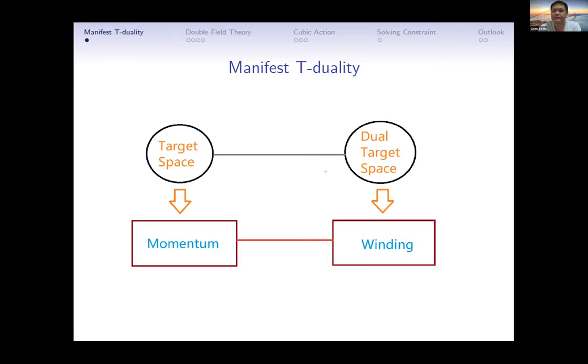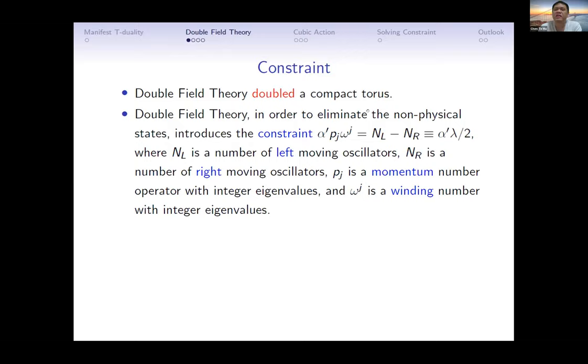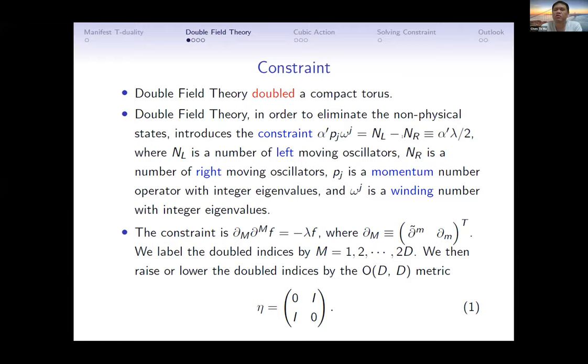But double field theory doubles the coordinates. To eliminate non-physical states, double field theory needs to introduce a constraint, and this is the momentum space version. This constraint is derived from the level matching condition. N_L is the number of left-moving oscillators, and N_R is the right-moving one. P_i is the momentum operator, and omega is the winding operator, and alpha prime is the usual string coupling. We can rewrite the constraint in position space like this, and we can raise or lower the double index by the O(D,D) metric.